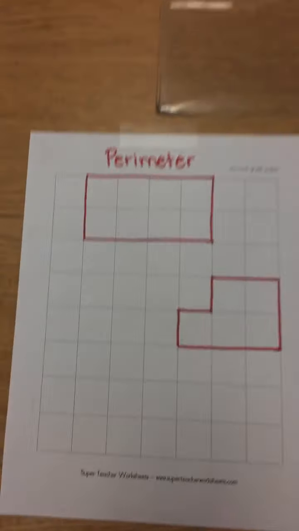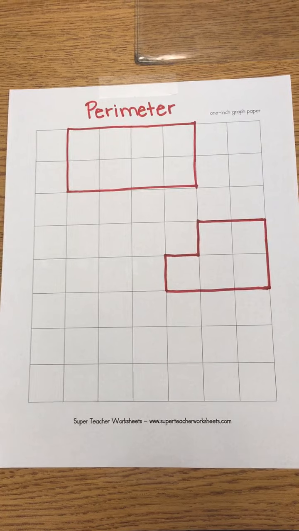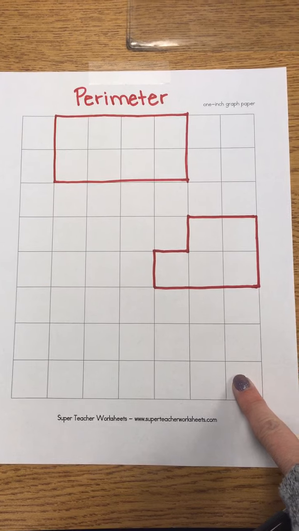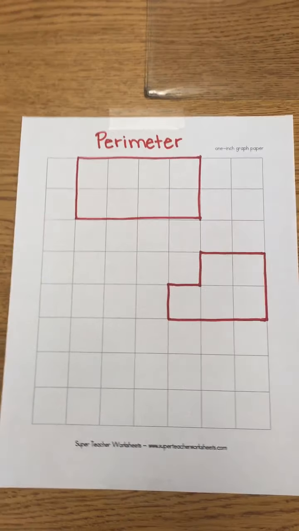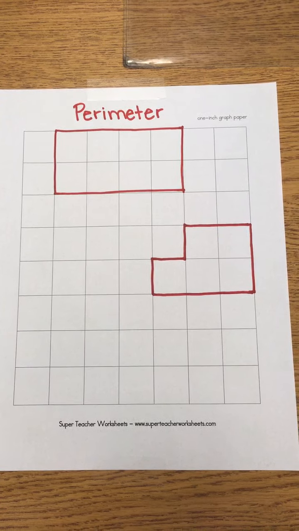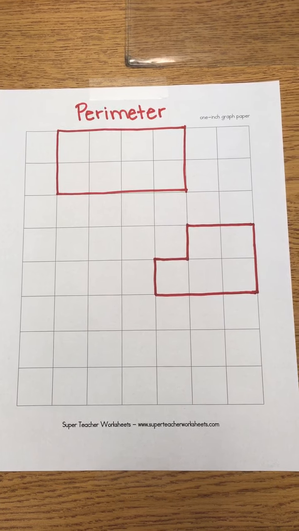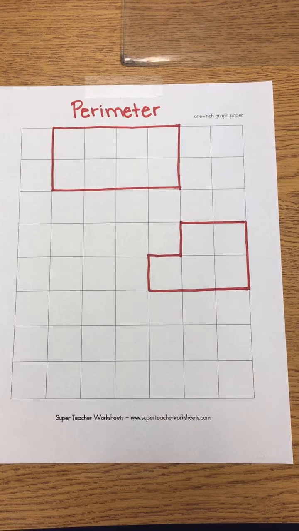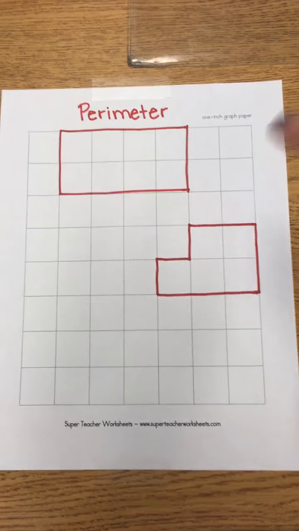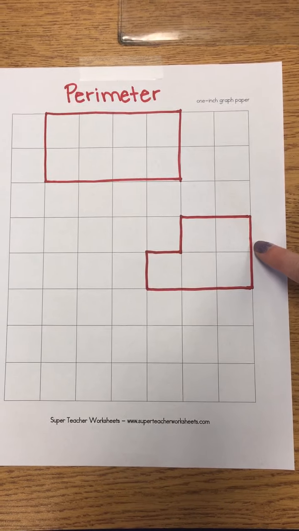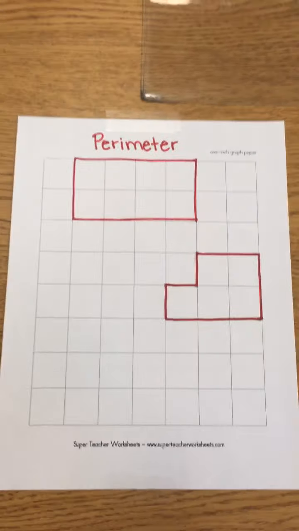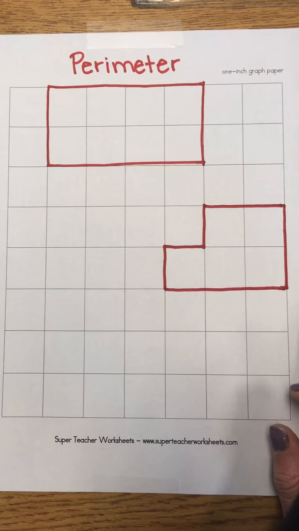So I'm going to switch you around and show you my paper. So you have a paper that looks like this with the big squares in your packet. Okay, so I've drawn a couple of different shapes and we're going to find the perimeter of these shapes. So we are going to look at the distance around the outside, and we are going to count how many units are around the entire outside of the shape. And it can be a regular rectangle or it can be an irregular shape. And the process and the way that you can find the perimeter of these is similar.